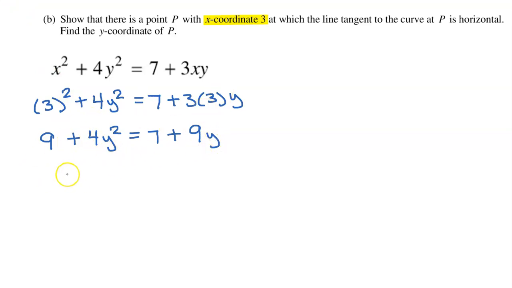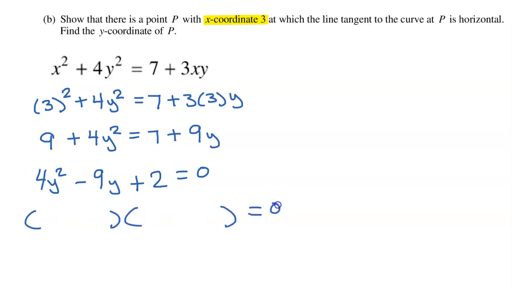Let's get everything on the left side of the equation. So I'm going to bring down my 4y squared, subtracting 9y from both sides, so minus 9y. We have 9 over here on the left, but we need to subtract 7 from both sides. So that's going to leave plus 2 is equal to 0. Probably this is factorable, so let's give that a shot. Let's try 2y times 2y. If this doesn't work, we will come back and do 4y times y.